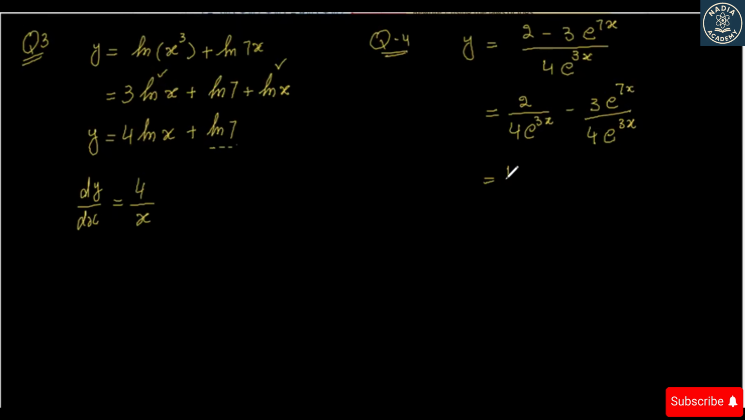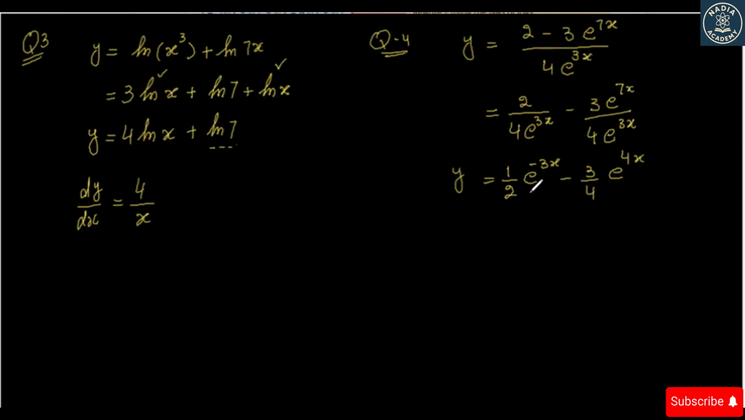2 over 4 is 1 over 2, and e power 3x in the denominator can be written as e power negative 3x, then negative 3 over 4. We have a 7x in the numerator and 3x in the denominator, so we will be left with positive 4x. Now both of these terms are simplified. We can very easily find their derivative.